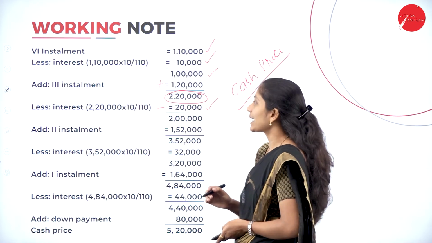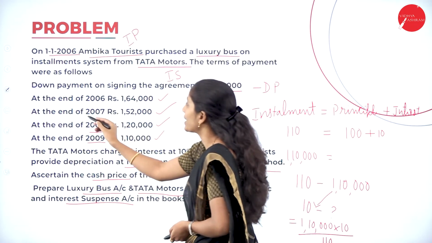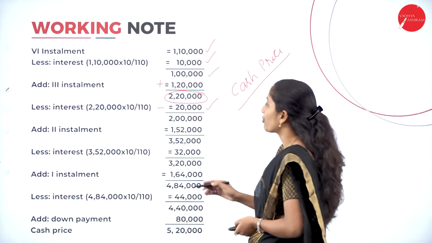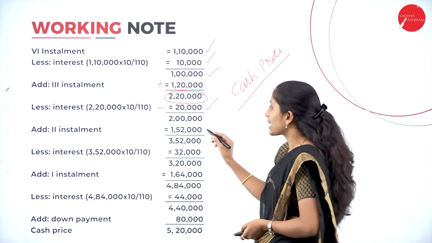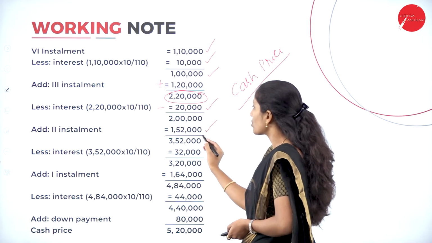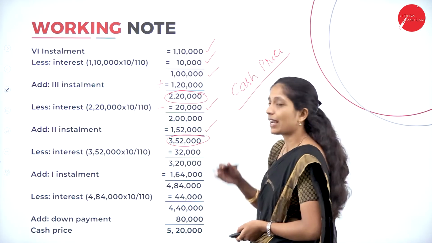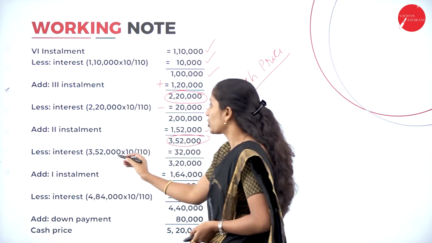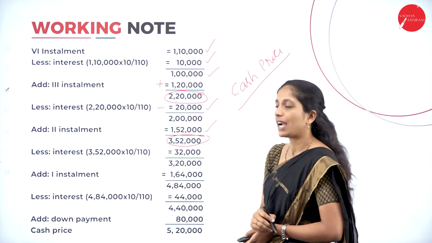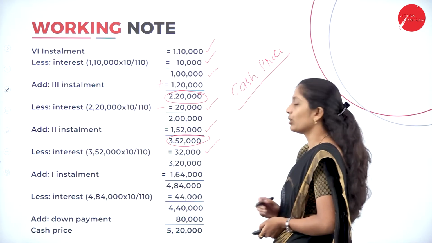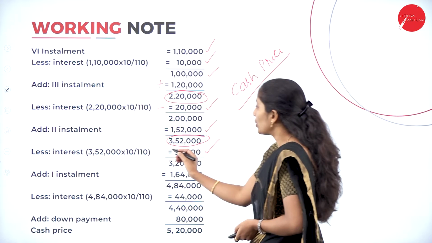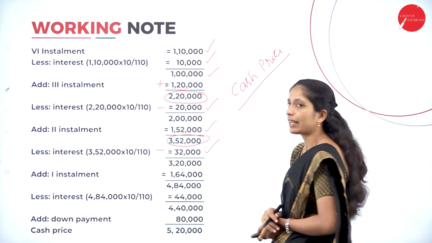Next, add the second installment. What is the second installment? That is 2007, 1,52,000. So, add the second installment, 1,52,000. You will get 3,52,000. Less second year interest, that is 3,52,000 into 10 divided by 110. So, you will get 32,000. When you deduct this, you will get 3,20,000.